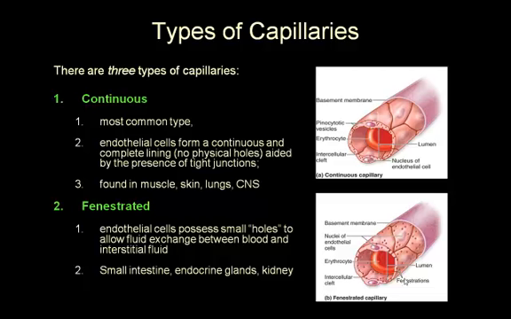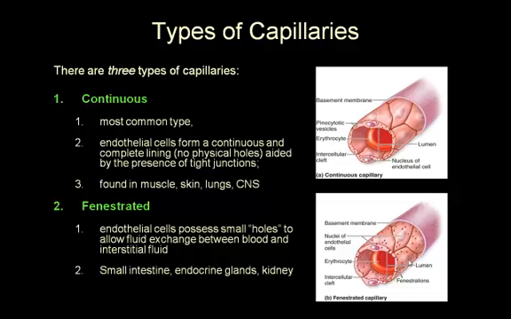The second type of capillary system is a fenestrated capillary system. Fenestrated meaning there's small holes now, and you see that in the diagram here, these tiny little holes. These fenestrated capillaries have these small holes to allow some fluid exchange between the blood and the interstitial fluid, the interstitial fluid being the fluid surrounding the cells of the body.